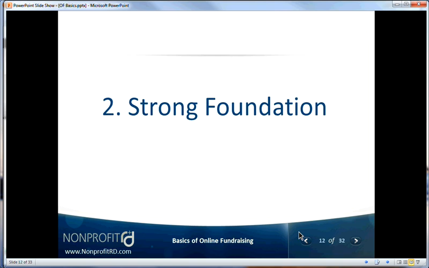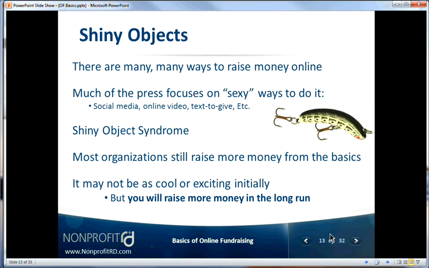So we're going to get into the first point, and that is building a strong foundation. This is probably the number one tenet of my company, Nonprofit R&D, that you need to build a strong foundation first, and then you do more advanced techniques on top of that. What I see happening with a lot of folks is what I call the shiny object syndrome. There are many ways to raise money online. There's social media and online video and text to give, and all these sexy, quote unquote, ways to do it.